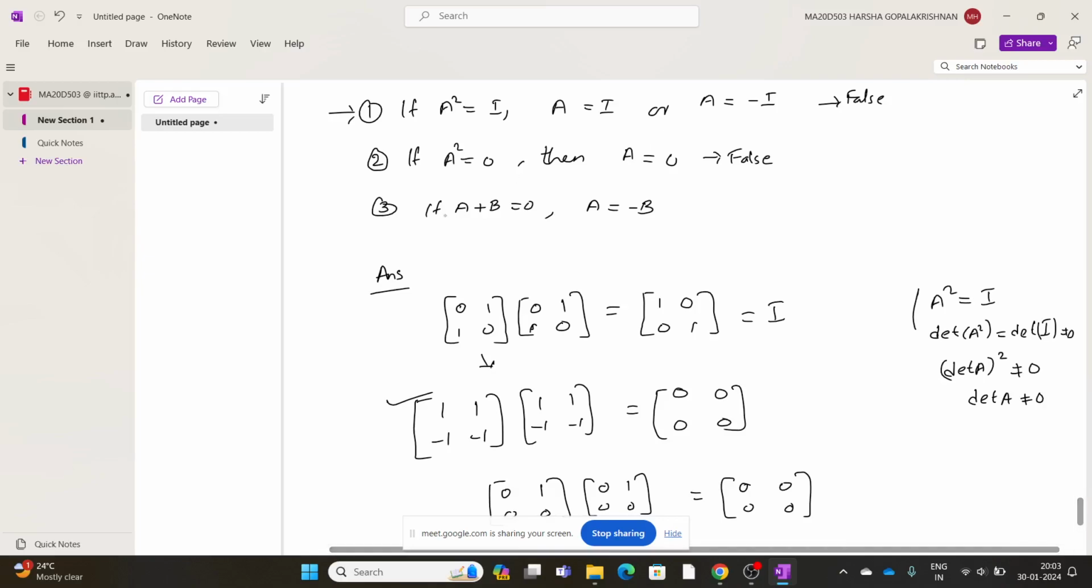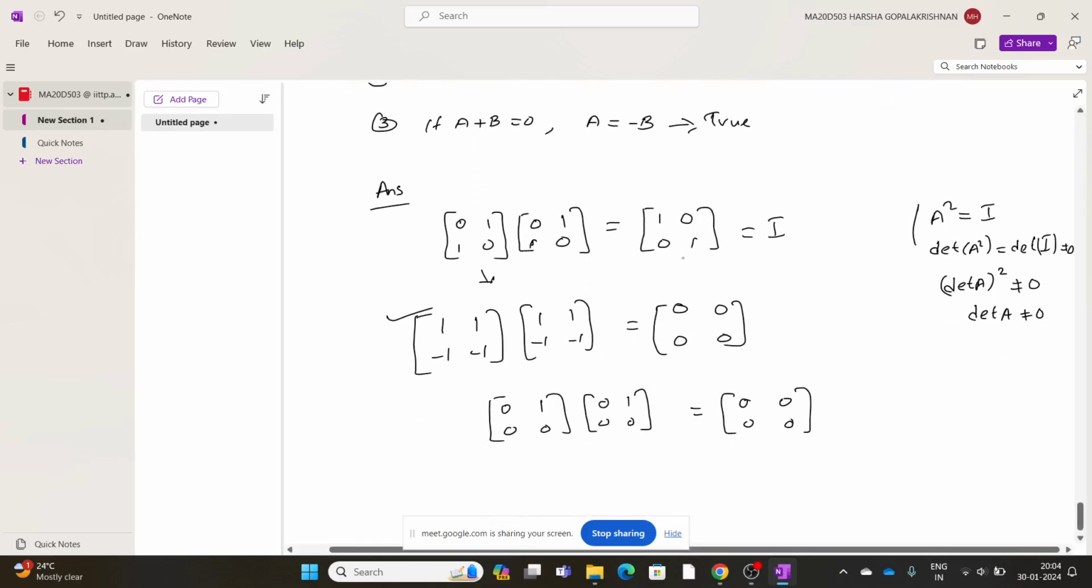Now, what about the third one? If A plus B equal to 0, then A equal to minus B. True or false? True. Yes, it is true. There is nothing in this actually. What we are doing is just taking the B to the right side. That's all. Just like a usual equation, with matrices also we can do all these kinds of operations, this addition and all. So yes, it's true.